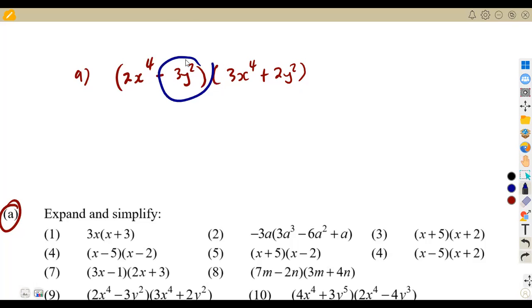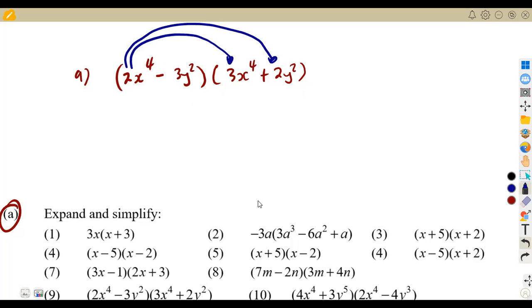All right, the part of minus 3y squared is going also to multiply everything in this bracket. So you can represent it this way. This 2x to the exponent of 4 multiplies here, and it also multiplies this term.